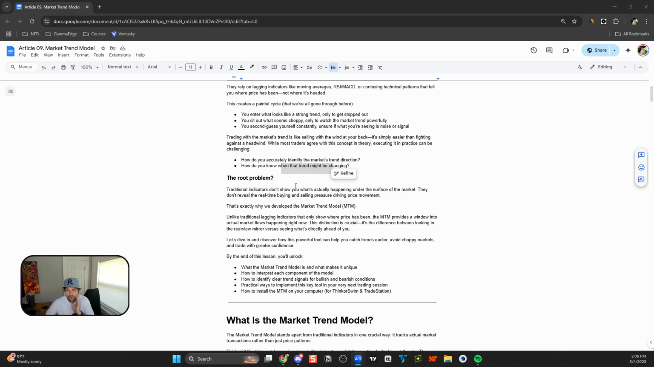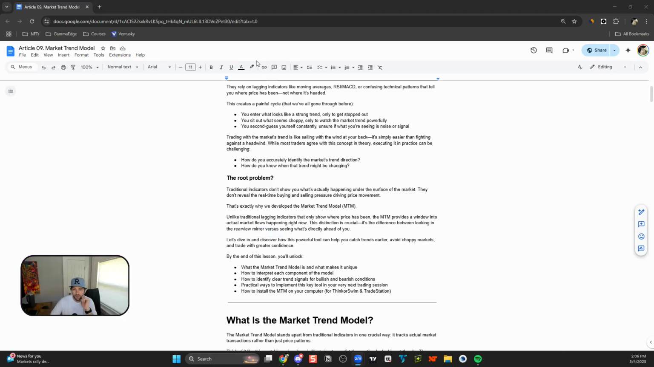The root problem of all this is that traditional indicators don't show you what's actually happening under the surface of the market. They don't reveal real-time buying or selling pressure driving price action. And this is exactly what our market trend model does. Unlike these traditional lagging indicators that only show where price has been, the market trend model provides a window into actual market flows happening right now.